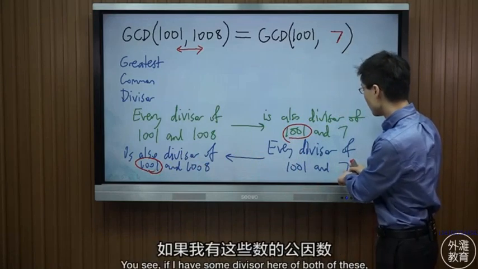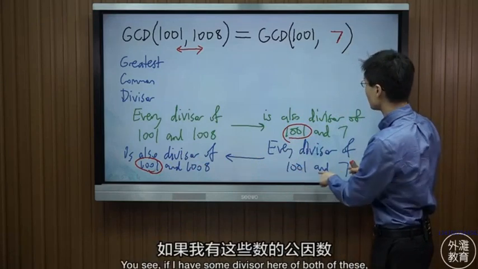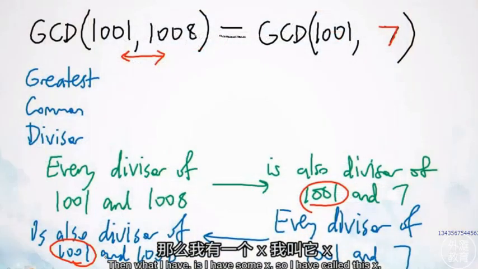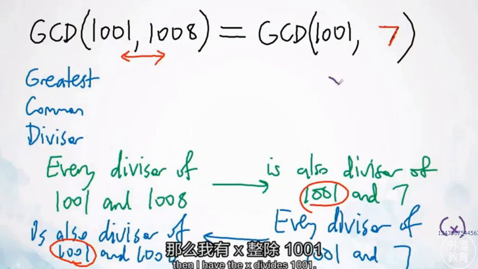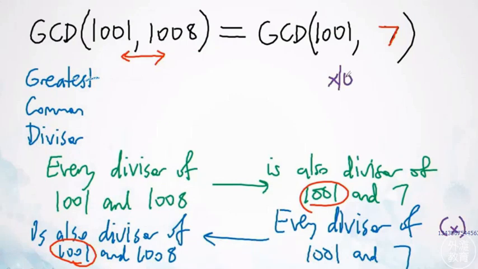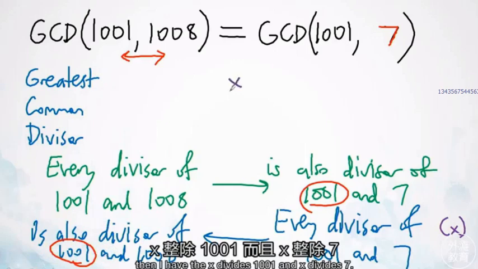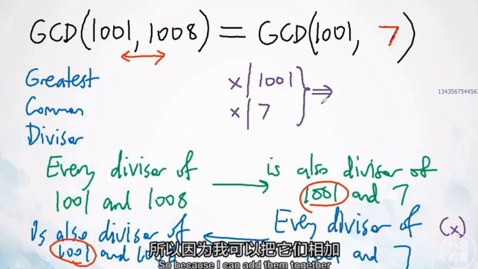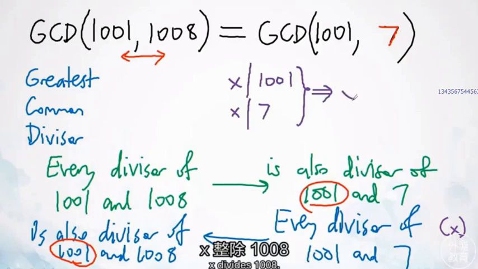You see, if I have some divisor here of both of these, then what I have is some x, so let's call this x. Then I have that x divides 1001 and x divides 7. So, because we can add them together, like what I just did last time, x divides 1008.